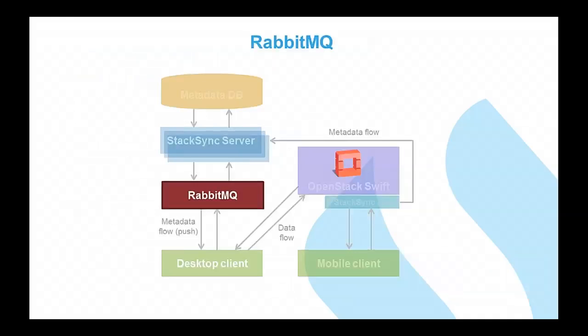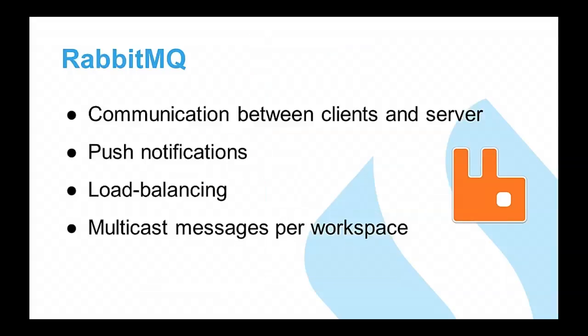So we use RabbitMQ as a message broker. You all know RabbitMQ, and we use it in order to allow communication between clients and servers. Okay, so RabbitMQ provides us with some benefits, and some of them are listed here. For example, it allows us to get push notifications so that clients are not constantly sending requests, polling the server, so that every time there is a change, a message is sent directly to the client.